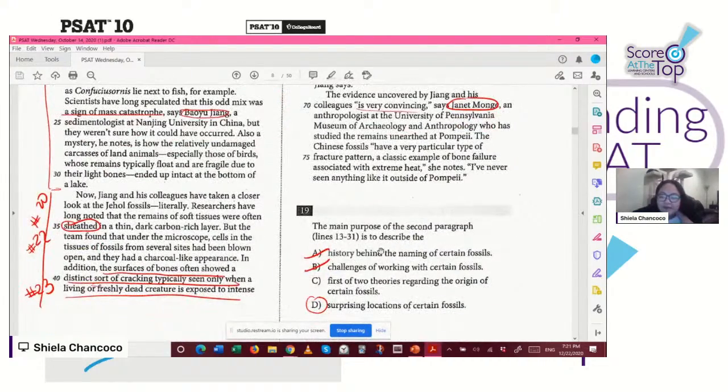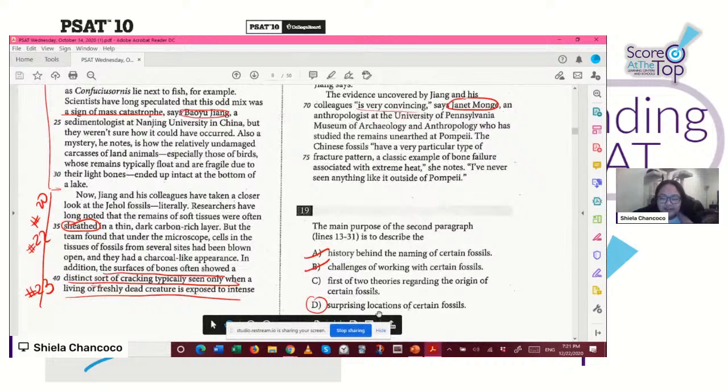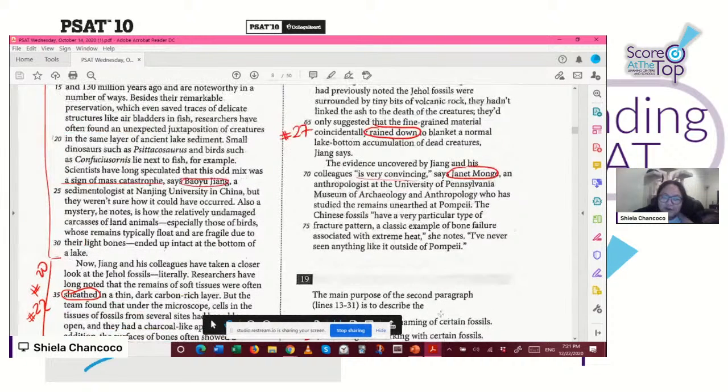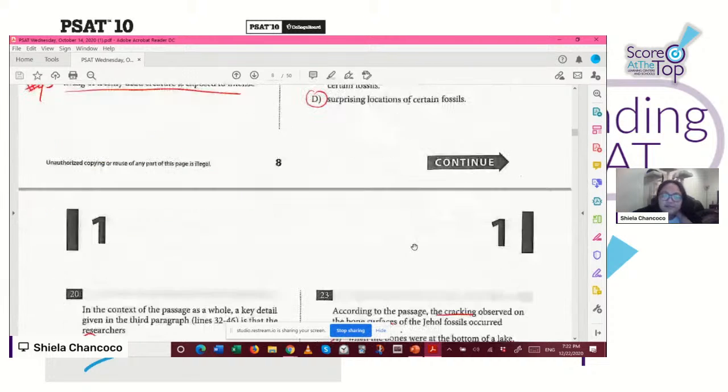The main purpose of the second paragraph is to tell you that they found a discovery, right? That's kind of not the norm. Birds don't sit next to fishes in a lake. So the main purpose of that paragraph is to give you an idea of how they came about this discovery. All right, surprising locations of certain fossils.